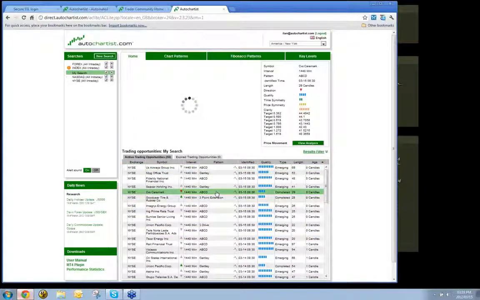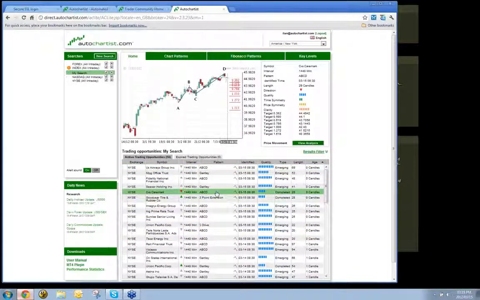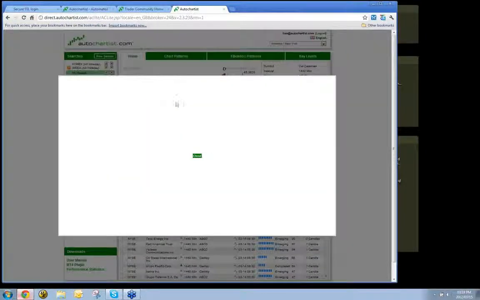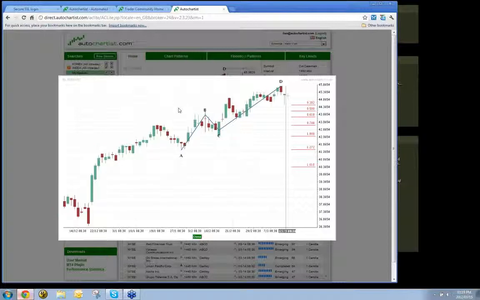Let's look at a completed Fibonacci pattern. Okay, this is CVS. I'm not that familiar with the US markets. I'm not quite sure what company CVS Caremark is, but let's have a look at this. So now Autochartist is saying to us, I've identified an ABCD pattern on CVS, and there's the A, the B, the C, and the D, and now Autochartist has identified a very small turnaround after the D. And now what Autochartist is saying to us is that potentially there's a move down to these Fibonacci levels.